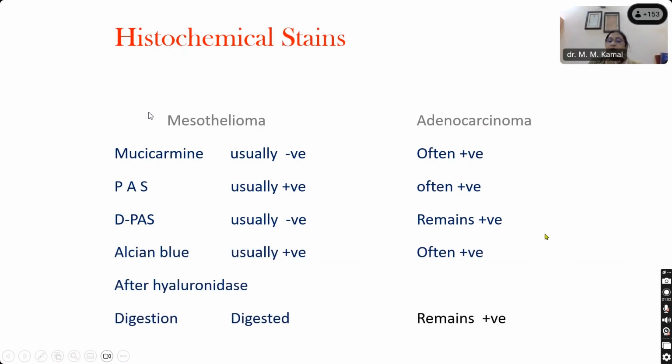Even I know that diastase is also not available to us many times in medical colleges, leave apart the hyaluronidase. So you can just take the help of mucicarmine and try to work out as much as possible. And diastase, if it's not available, what do you do? You have to put a little saliva on the slide.